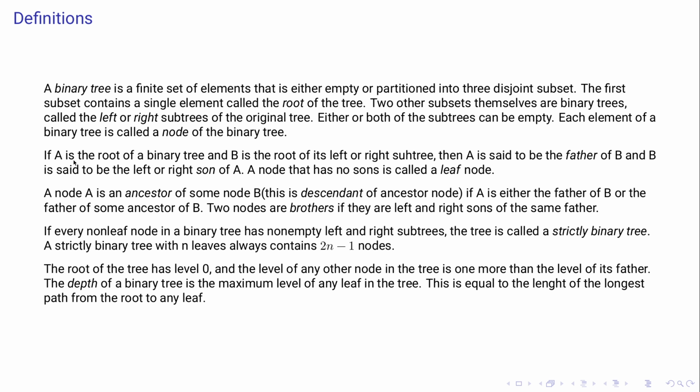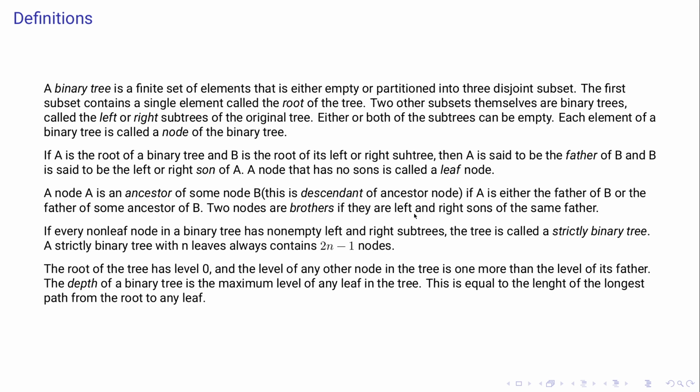Now, if A is the root of the binary tree and B is the root of its left or right subtree, then A is said to be the father of B, and B is said to be the left or right son of A. A node that has no sons is called a leaf node. A node A is an ancestor of some node B, and B is a descendant of A, if A is either the father of B or the father of some ancestor of B.